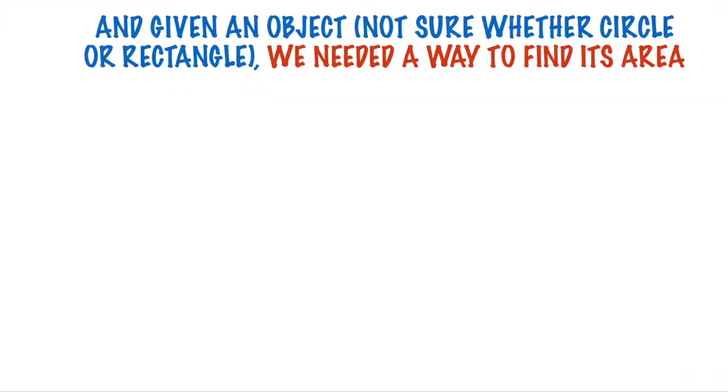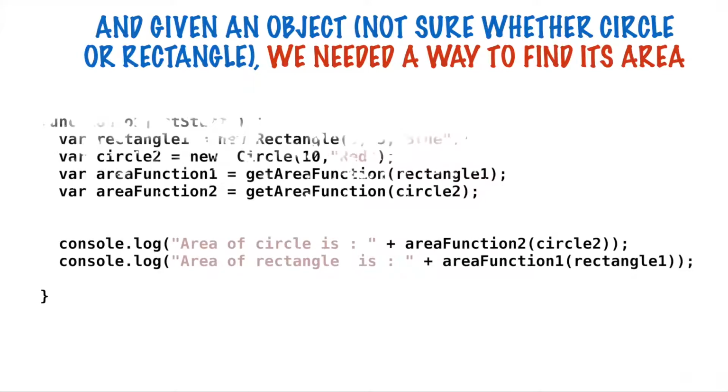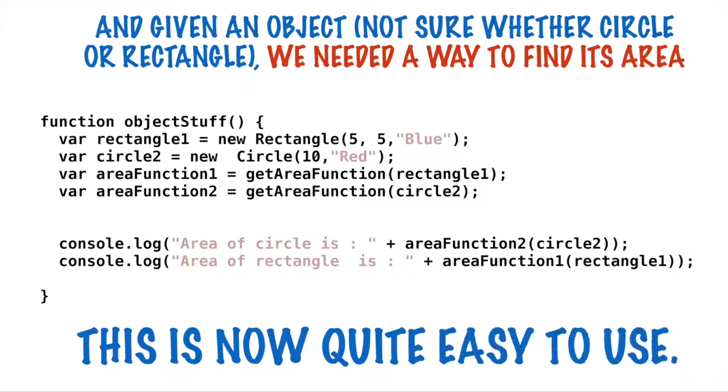Now that we've understood the getArea function completely, using it is very straightforward. Take a look at the code on screen. We first create a rectangle and a circle, and we pass these in to the getArea function and get the correct area function to calculate the areas of the rectangle and the circle. And then we simply invoke the correct methods to calculate the area. This is now very easy to use.